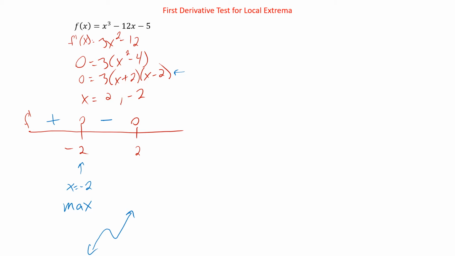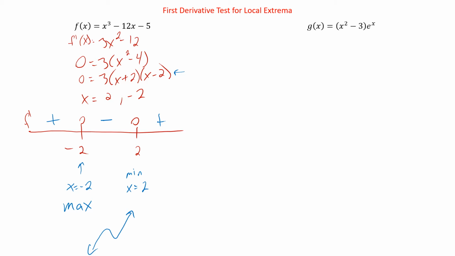And then, so we plugged in 0. Now something bigger than 2, like 5. 5 plus 2 is positive. 5 minus 2 is positive. Positive times a positive is positive. Since we're going from a negative to a positive, that means that there is a minimum at x equals 2, which the little sketch of a cubic graph that I drew also shows.